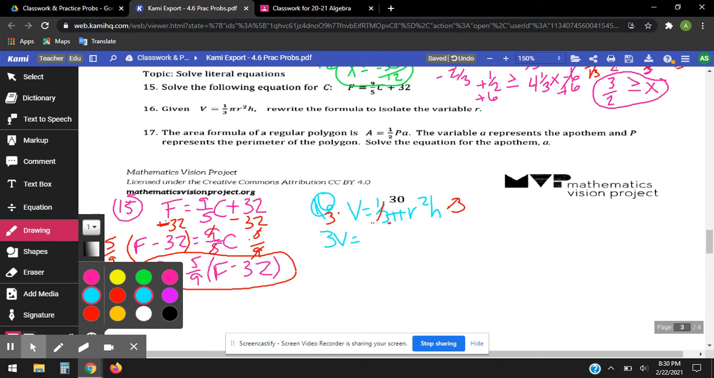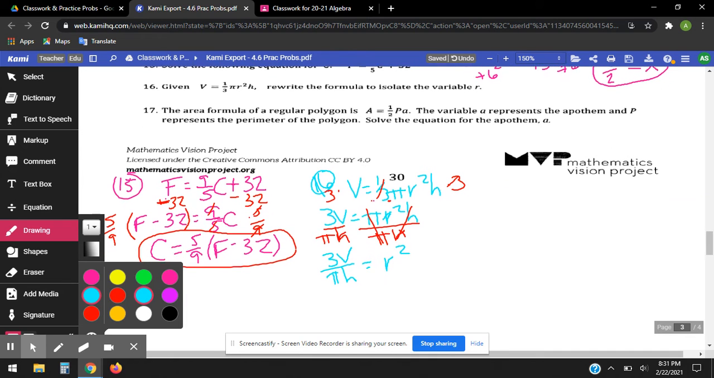3V equals pi r squared h. All right, so now let's get our r squared by itself, which means I can divide by both pi and h at the same time. Pi and h. So the h cancels, the pi cancels. So I have 3V over pi h equals r squared.